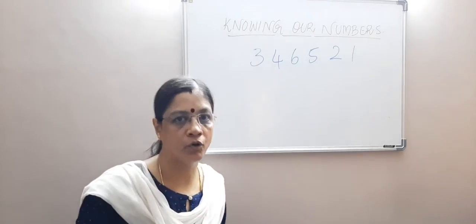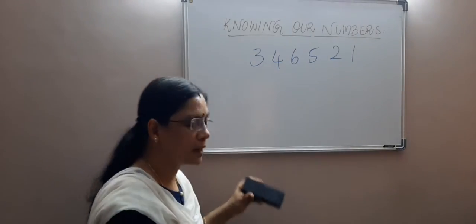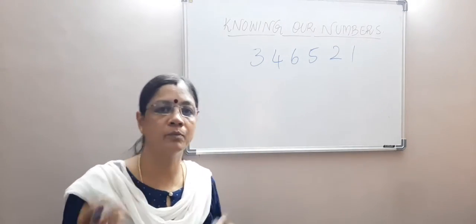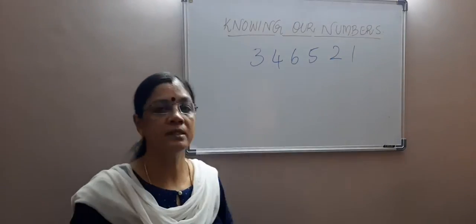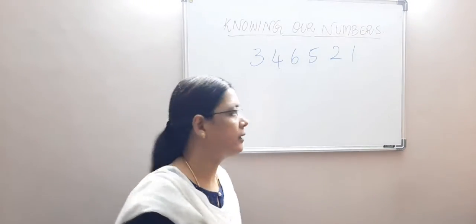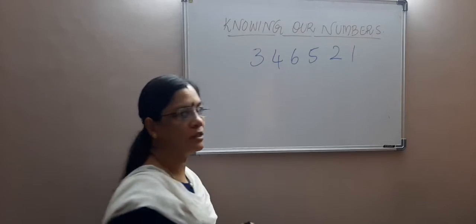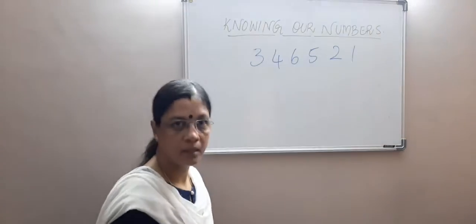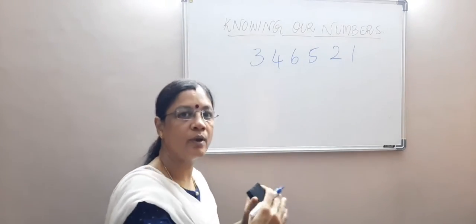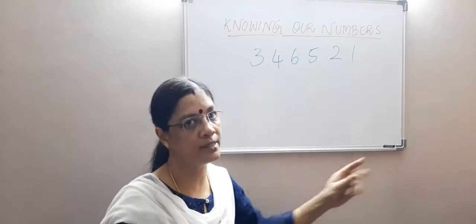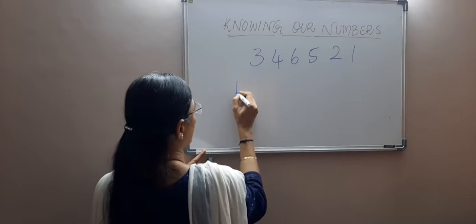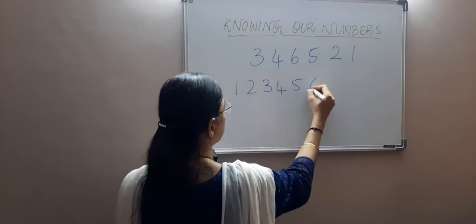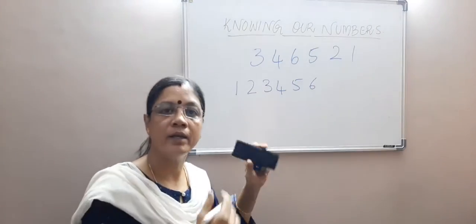There can be any number of combinations, but my concern here is I ask you to build the greatest number and the smallest number using these 6 digits. So how do we do that? We know that the smallest number always starts with a smaller digit, isn't it? So the greater place value should have a smaller digit to form the smallest number. So I write the smallest digit first: 1, 2, 3, 4, 5, 6. So I've written here.